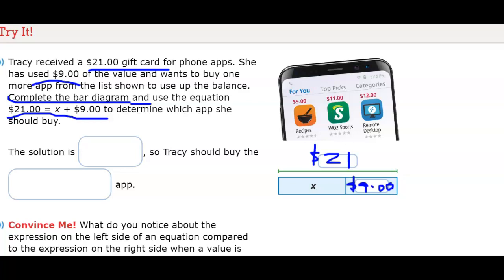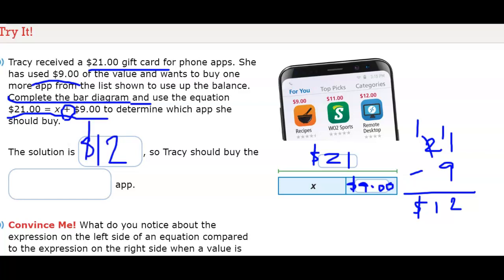We need to figure out, and our original expression is addition. So we can do the inverse or opposite to find the value of x. So we will take the whole, which is $21, and subtract the part, which is the $9. And then that will give us our x value of $12. So the solution is $12. So Tracy should buy the app which costs $12. It is the remote desktop app.